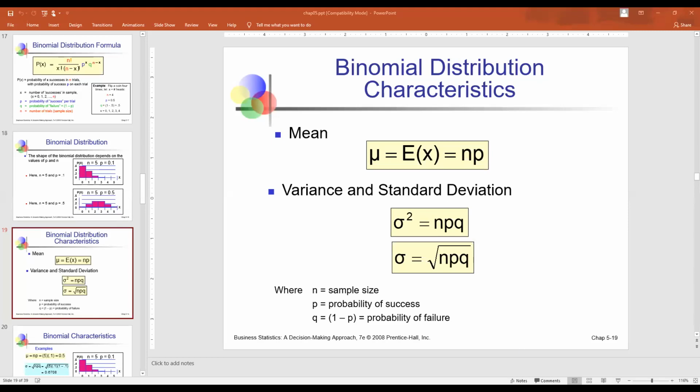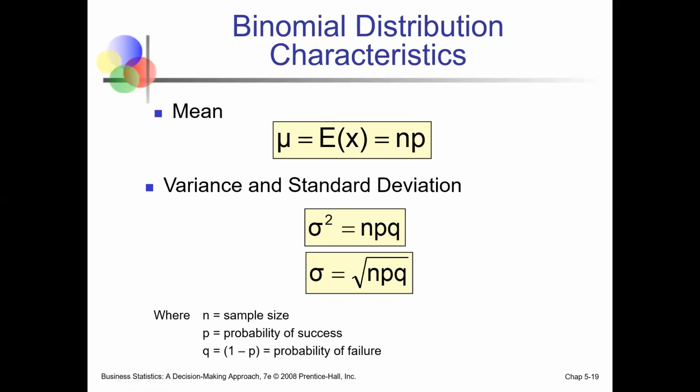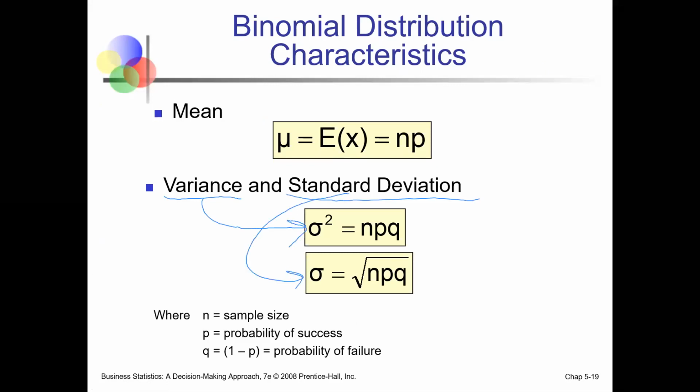You can see that the mean value of the binomial distribution is np. We can also say expected value of x, and mu. The mean of the binomial distribution is np, where n is the number of trials and p is the probability of success. In the same way, sigma squared is the variance, and this is the standard deviation. So npq, where q is the opposite of p.